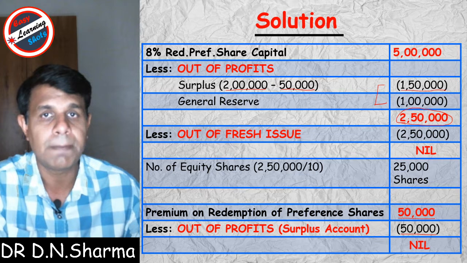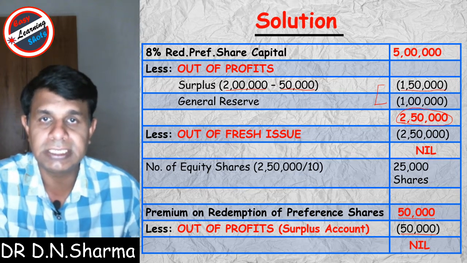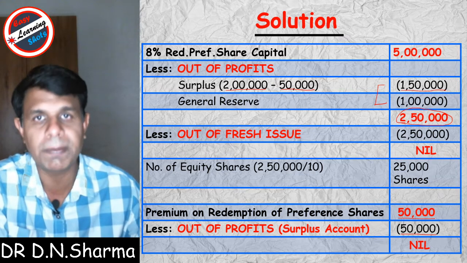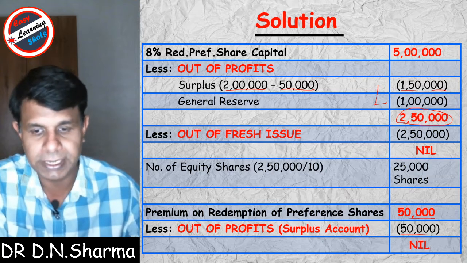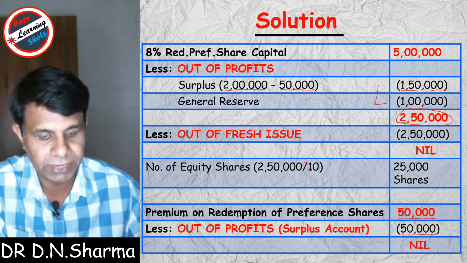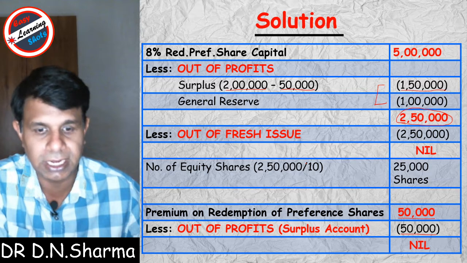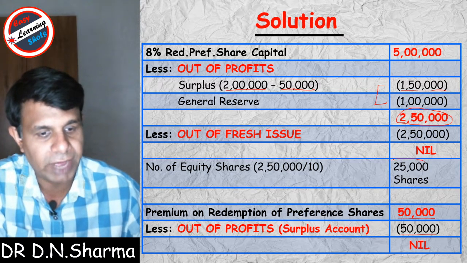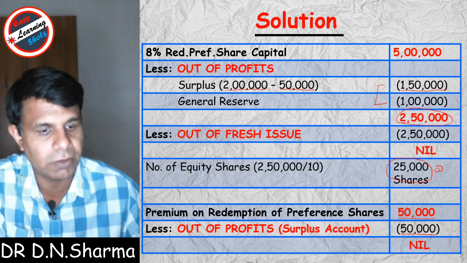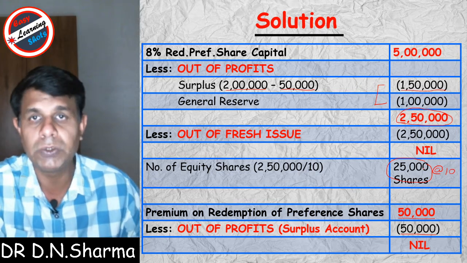So here the balancing amount is adjusted through out of fresh issue, or by issuing equity shares. So here we issue equity shares, and the face value of equity share is rupees 10. So we issue 25,000 equity shares at the rate of rupees 10 each. Now we do general entries.